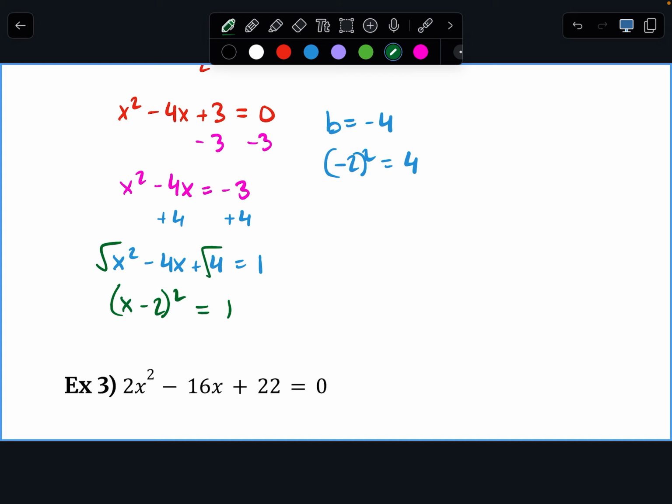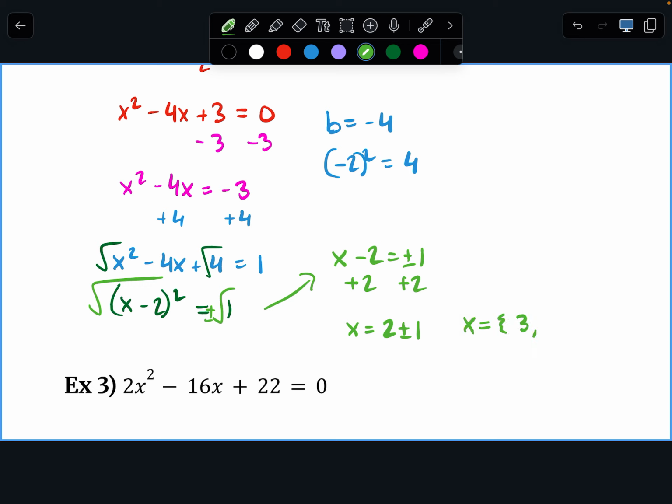Okay. So we get x minus 2 squared equals 1. Square root of both sides. So now I have x minus 2 equals plus or minus 1. We're going to add 2 to both sides. So x equals 2 plus or minus 1. So that means I have 2 possible solutions. X equals either 3 or 1.